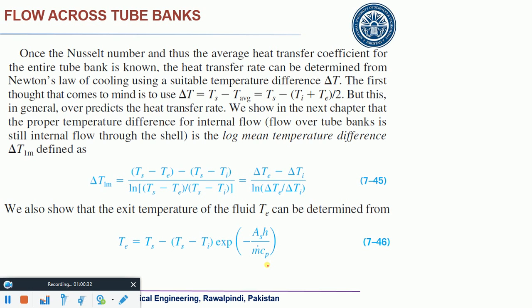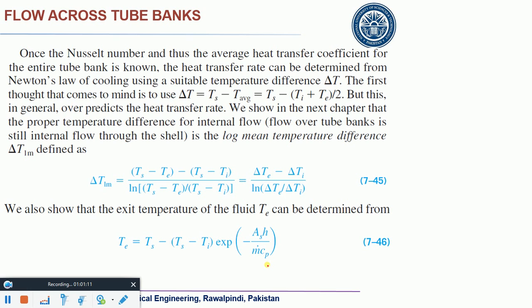Now the point is how you can find the exit temperature. By the way, this is a very interesting point. Not the exit temperature, let me put it this way: if you want to find the heat transfer rate, we have found the Nusselt number, so you can find h. If you want to find the heat transfer rate, what can you do? You can simply use Newton's law of cooling. You can multiply delta T with h, right? But the point is, what should be delta T?